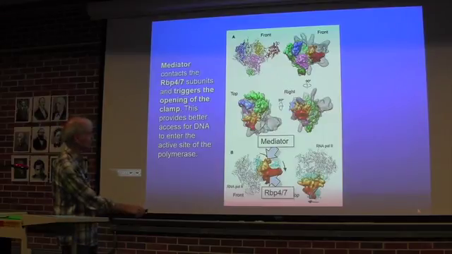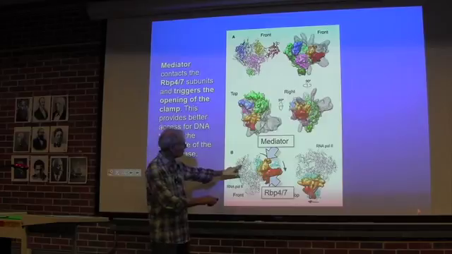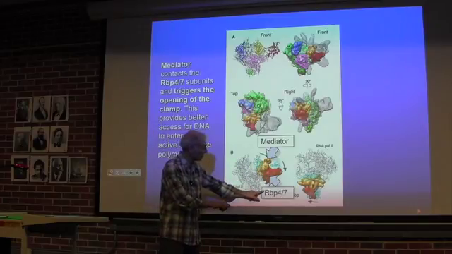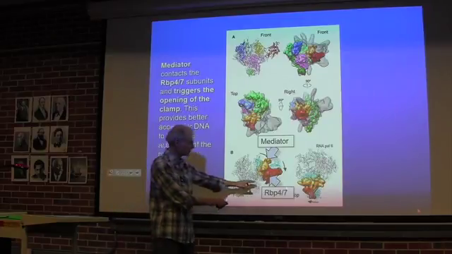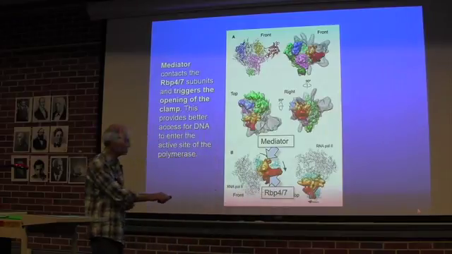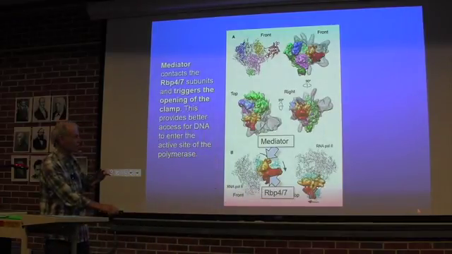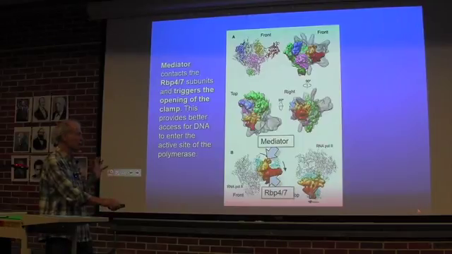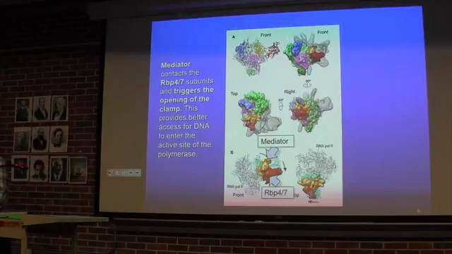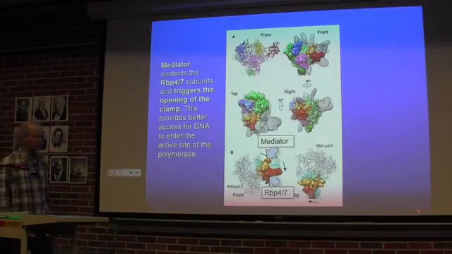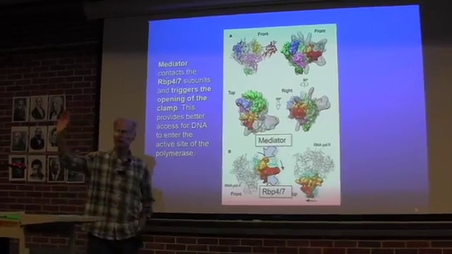Here you see part of mediator that's interacting with RNA polymerase II, proteins 4 and 7. These are subunits 4 and 7 of RNA polymerase. They are moved by their contact with mediator, and we think somehow that modulates activity of the RNA polymerase. Mediator contacts subunits 4-7, triggers opening of the clamp, provides better access for DNA to enter the active site of the polymerase. So this is a more refined model than simply that.